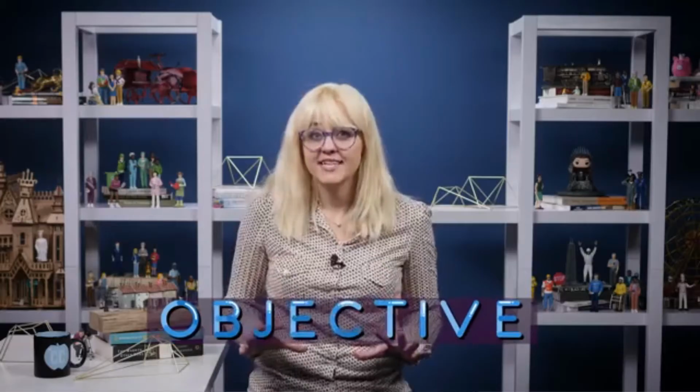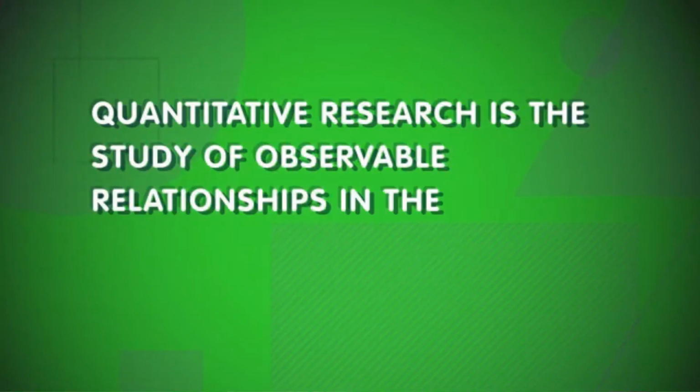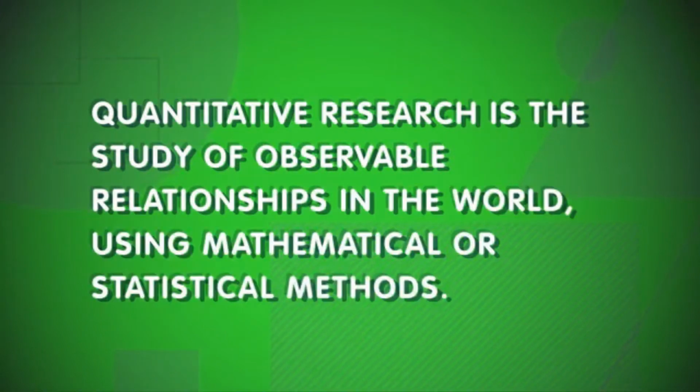And here, objective is the key word. As scientific researchers, sociologists must set aside their own values and beliefs to approach their work as neutral observers and use empirical evidence to answer questions about how the social world works. So, what kind of evidence are you looking for? If you're doing quantitative research, you want data. Quantitative research is the study of observable relationships in the world using mathematical or statistical methods. Basically, quantitative evidence is information that you can count or tally up.